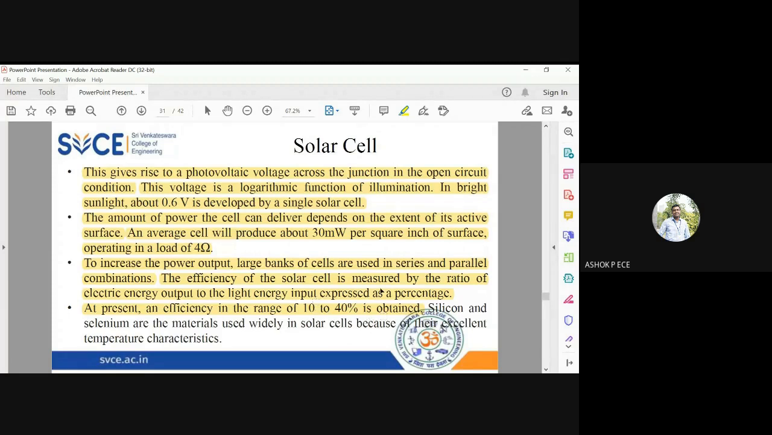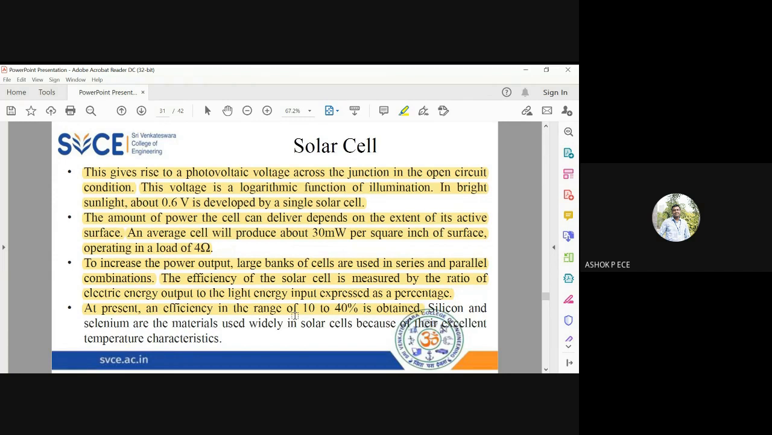You cannot avoid that. So this 10 to 40 percent is theoretical, which is not existing in practice. When you physically fabricate these solar cells, the efficiency will be very much less than 40 percent.